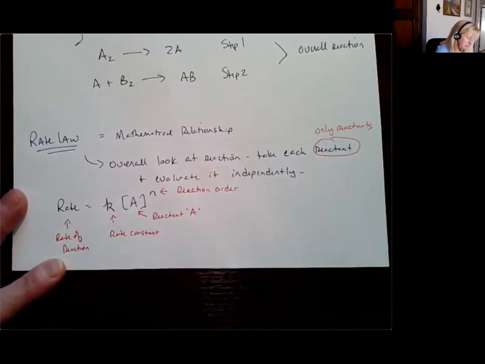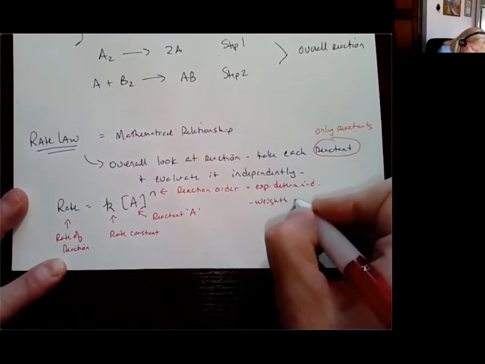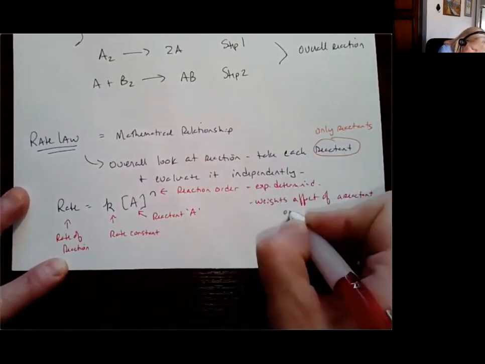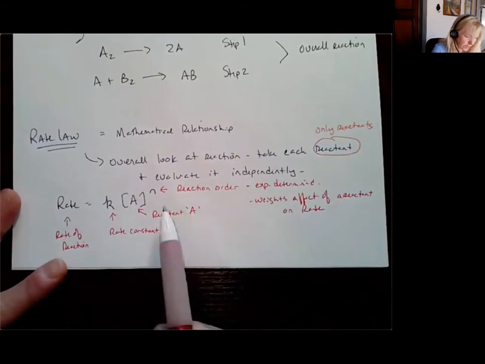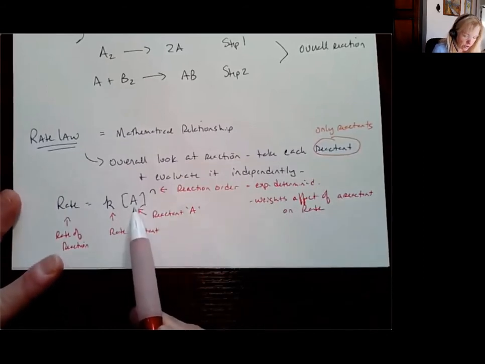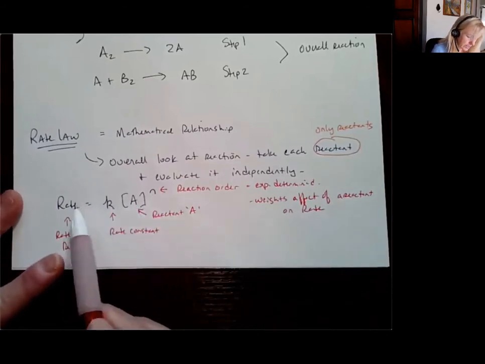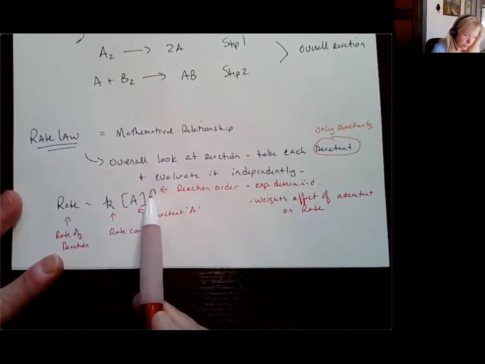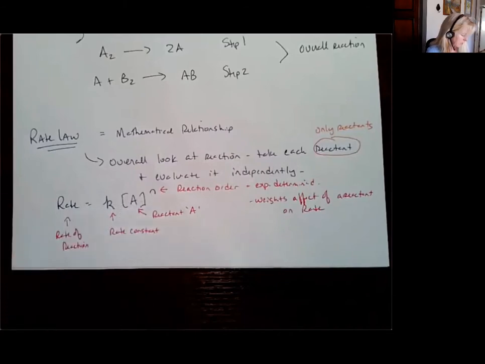So n is experimentally determined, and it weights the effect of a reactant on the rate. So if this is 0, then that means this has no effect. If this is 1, then this is directly proportional. If this is 2, then this is exponential. So it's going to weight the effect that that particular reactant is going to have on the reaction order.